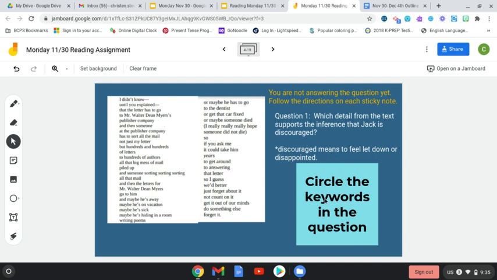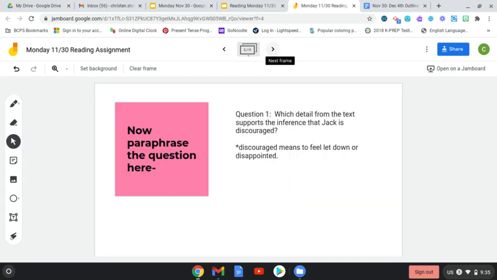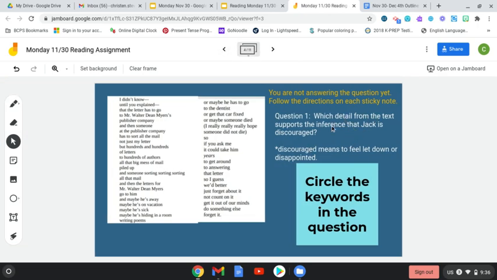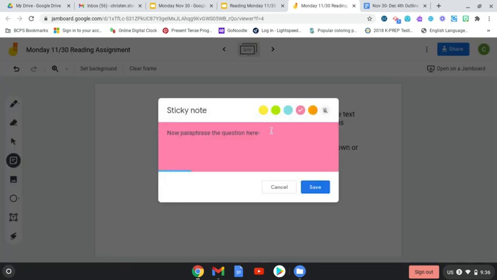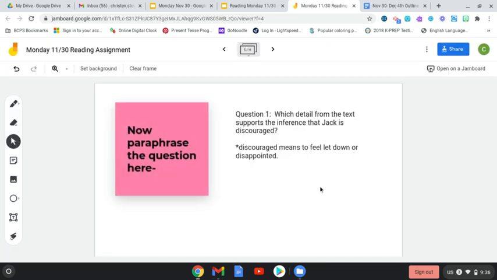So I'm going to do what it says here. It says circle the keywords in the question. So I'm going to focus on this question just like I did before, and I'm going to use the highlighter to circle words that I believe are truly important to this question. The next thing I'm going to do is paraphrase the question. Remember, that means I'm going to write it in my own words. So if you think about what you circled that you think is really important, then when you paraphrase it, you're going to click on the sticky note and write the question in your own words. Think about what the question is actually asking you and put it in your own words there on the sticky note.